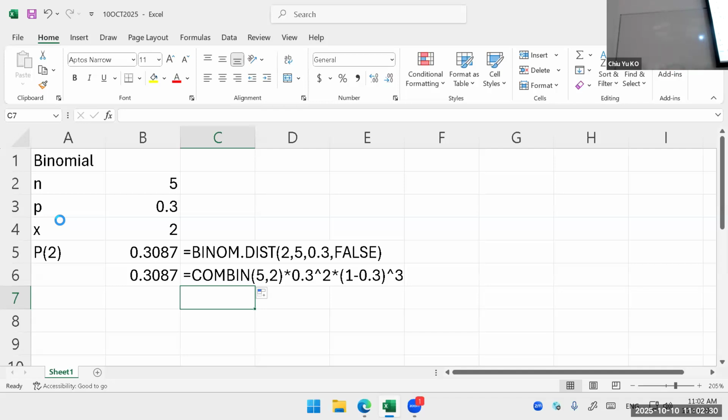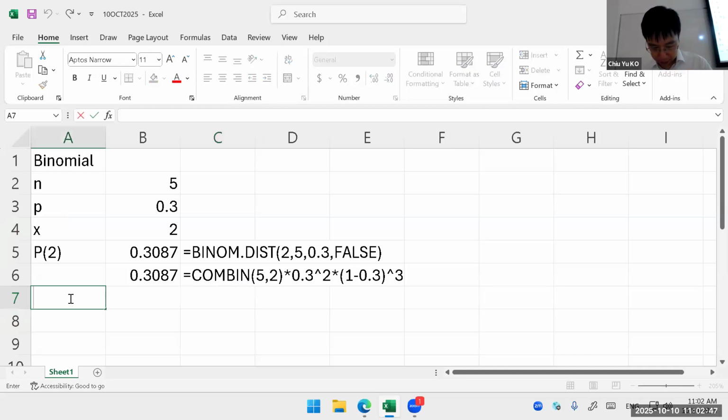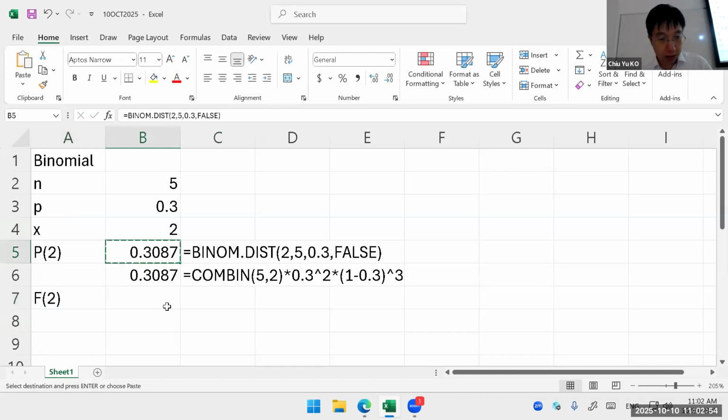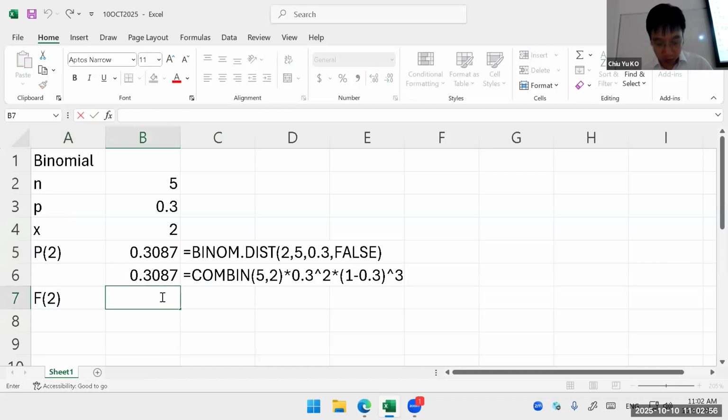And you do notice the question in the next slide asks for less than or equal to 2 customers who like spicy food, which is F of 2, right? So we can do the same, but change from false to true. So the question is F of 2, and the formula will be simply the same, with the last argument changed from false to true.